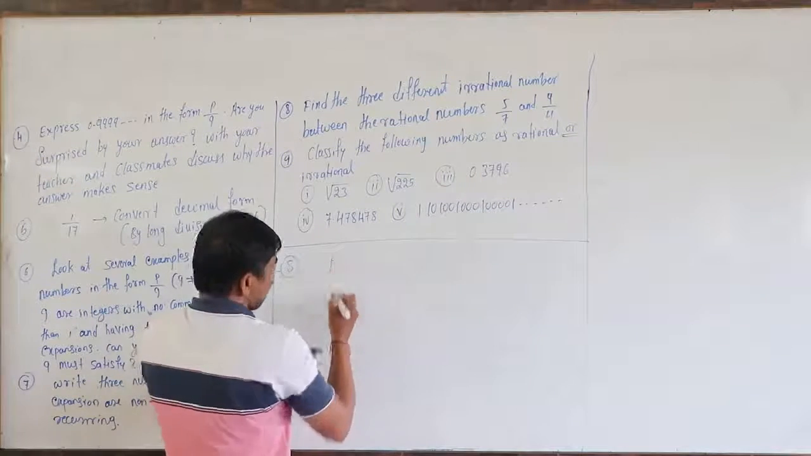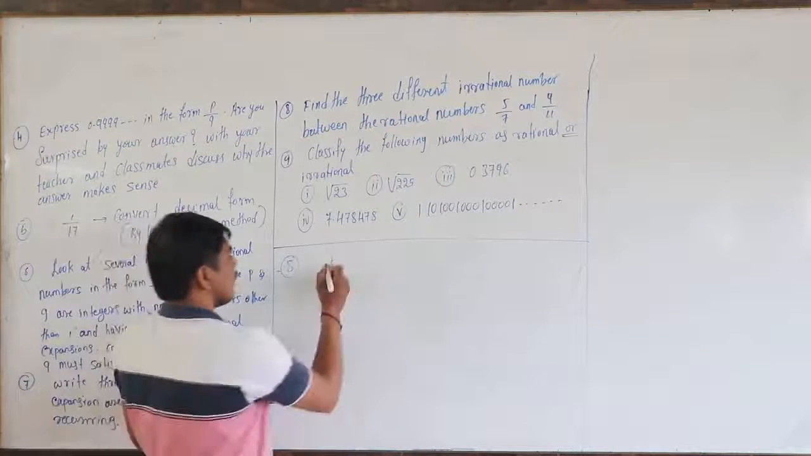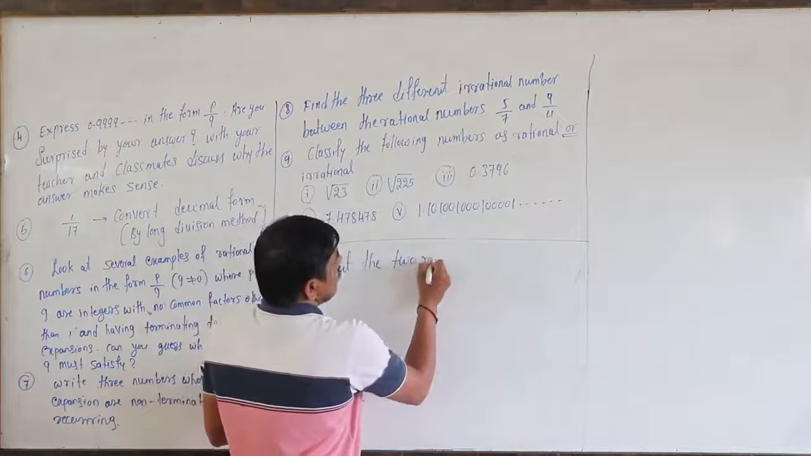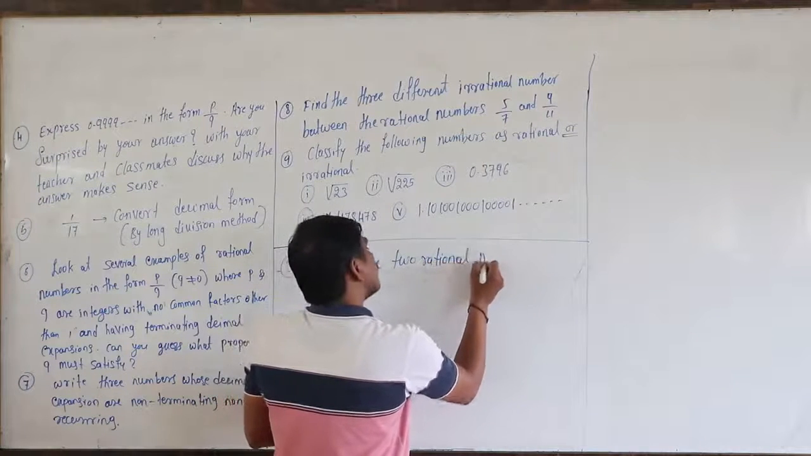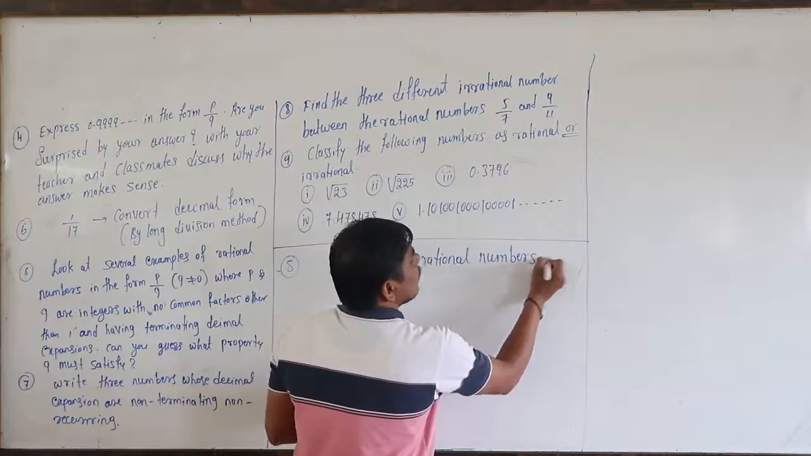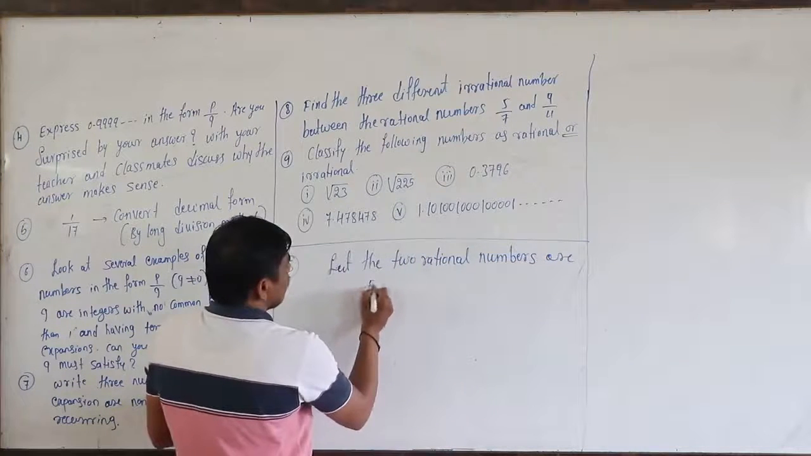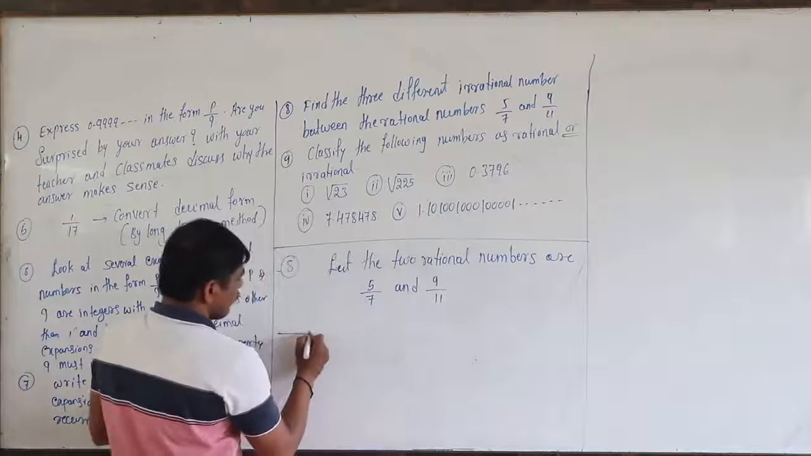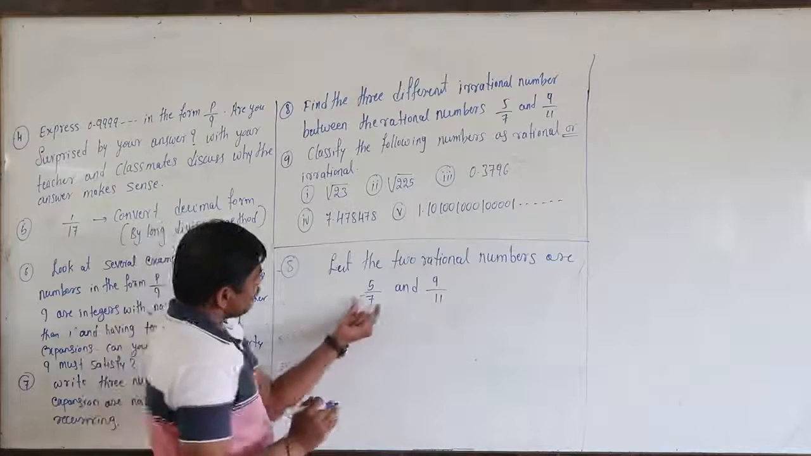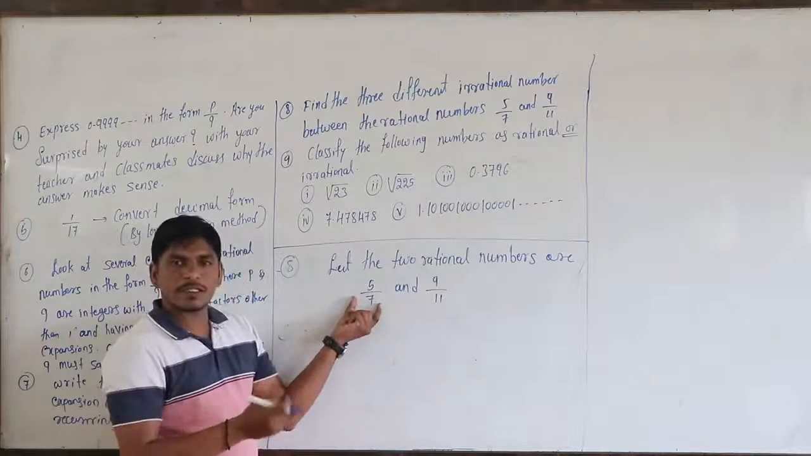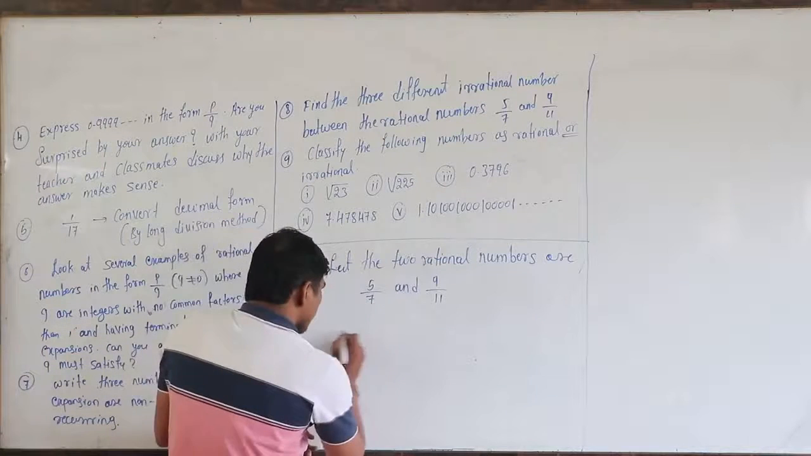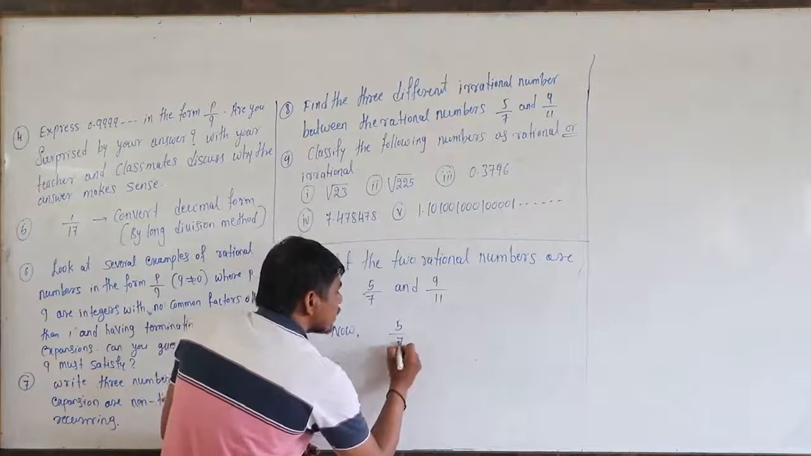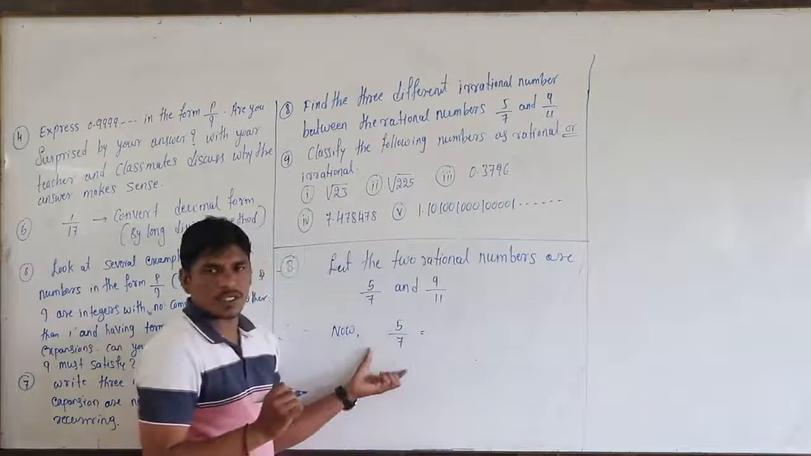Now, the 8th question. Let the two rational numbers be 5 by 7 and 9 by 11. Now, first you have to convert it into the form of a decimal expansion here. 5 by 7, you have to follow the long division procedure.